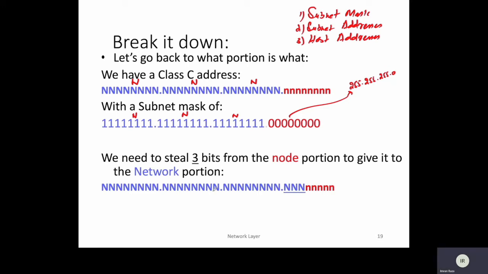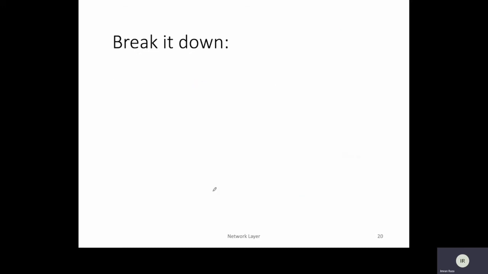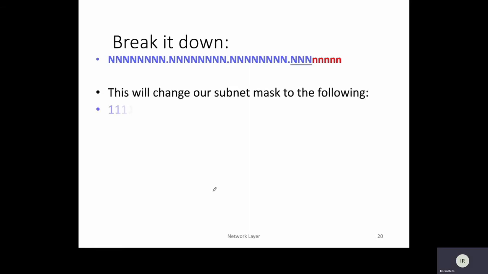And if I now want to calculate the subnet mask, what I have to do is, just look at the binary representation here.